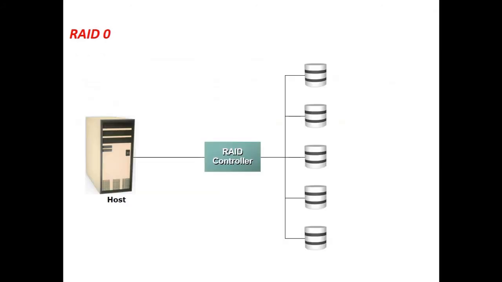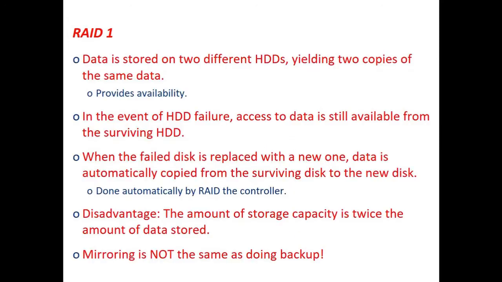Now let us look at an animation for better understanding of RAID 0. Host sends some data to be read or written to the storage system. The RAID controller here splits the data, or stripes that data, and stores it across multiple hard disk drives. Again, a host sends some data to be written to the storage system. The RAID controller stripes this data and stores it in multiple hard disk drives.